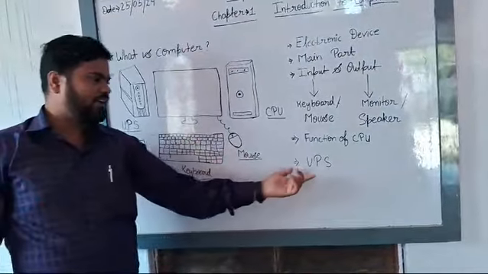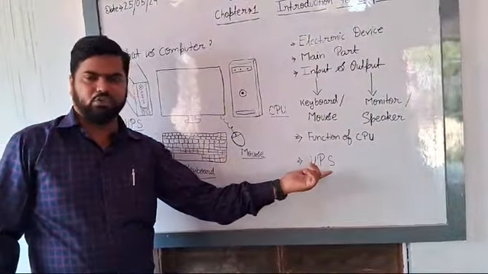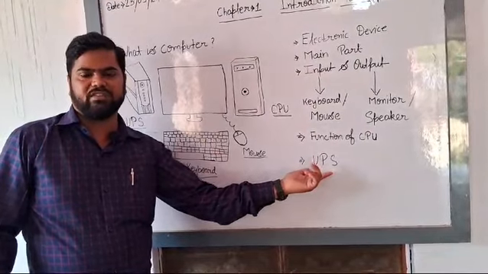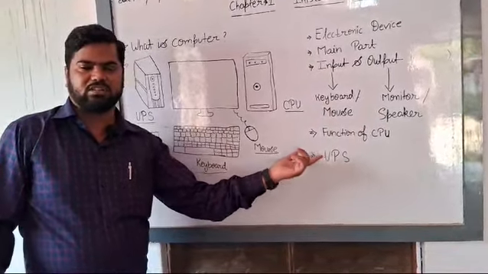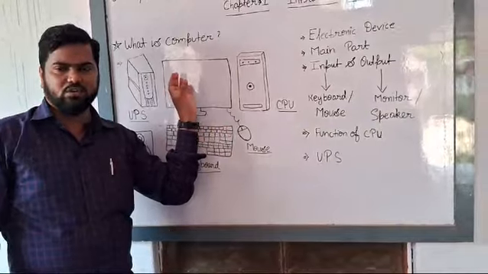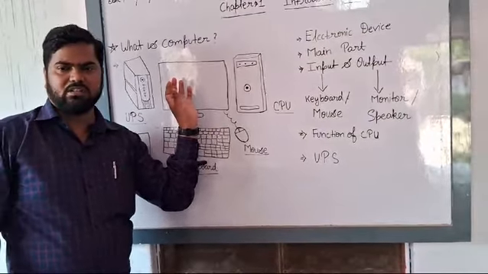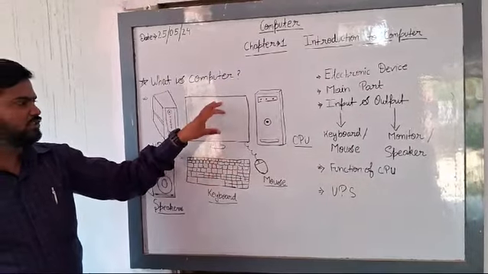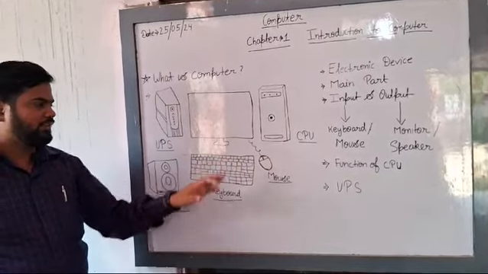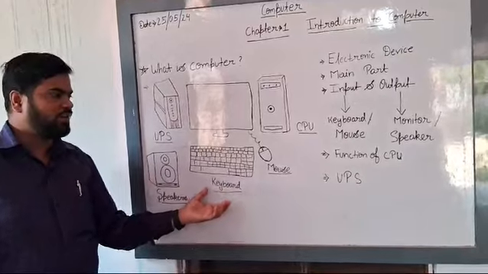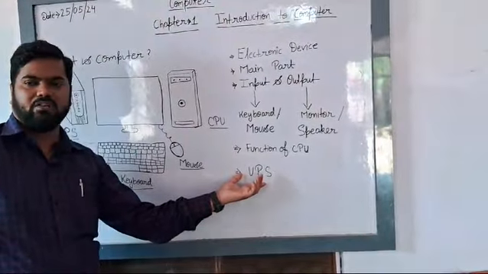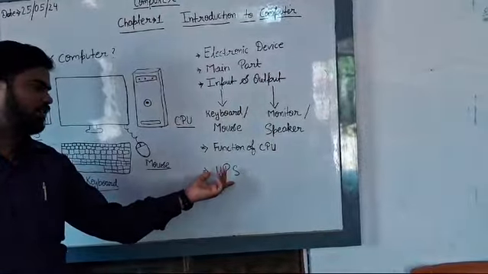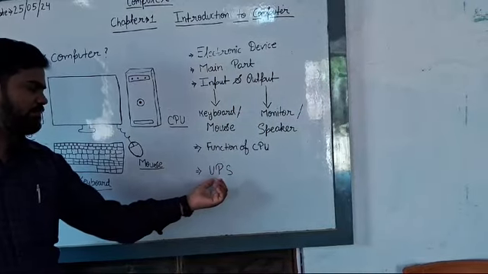Although we can skip the use of UPS, in some cases, whenever we are working with computer and, for instance, we lose our power input, the data we are processing is not saved automatically. In that case we may lose our data. So UPS is used to give power supply in emergency and it is called uninterruptible power supply.